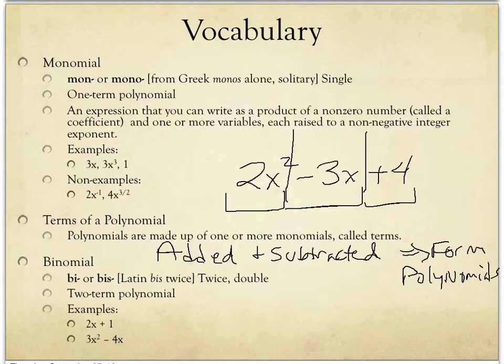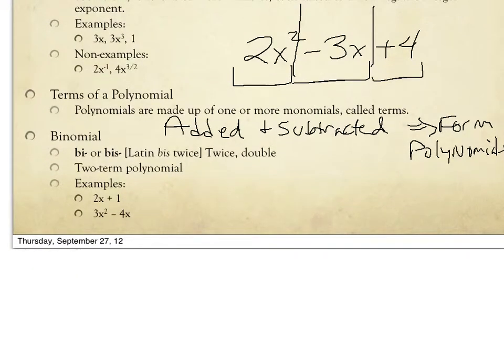Okay. Now let's talk about another type of polynomial, and this is a binomial. And a binomial has two terms in it. So if we look at these examples down here, 2x plus 1, we have the term 2x, and we also have the term positive 1. And because there's two terms in this polynomial, it is called a binomial. Also, 3x squared minus 4x is a binomial. This example I gave up here is not a binomial. It has three terms: 2x squared minus 3x plus 4.